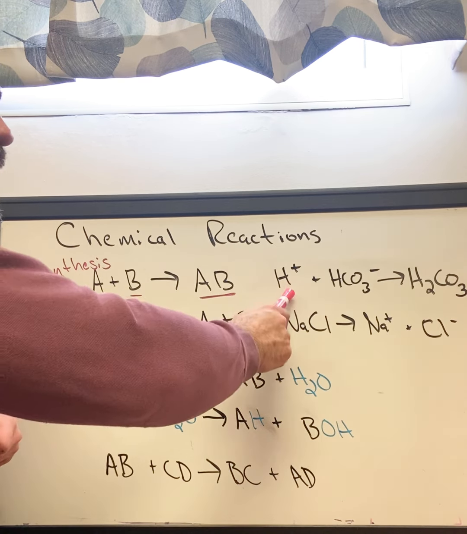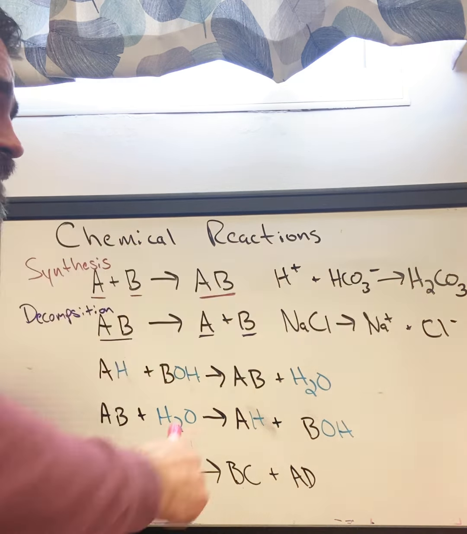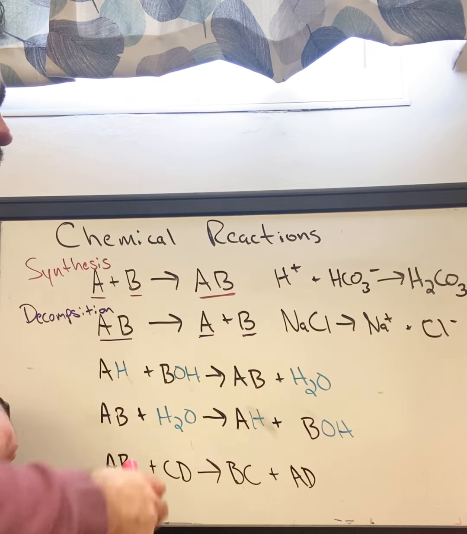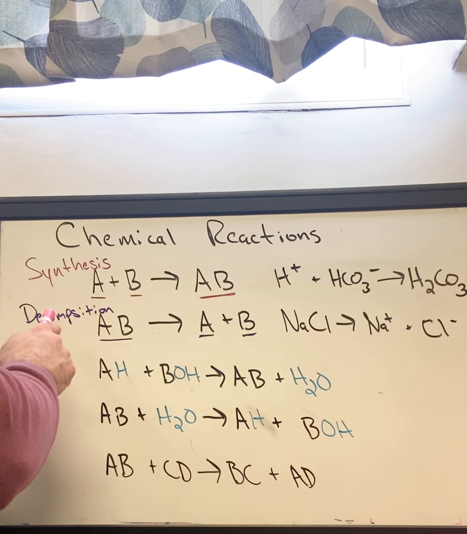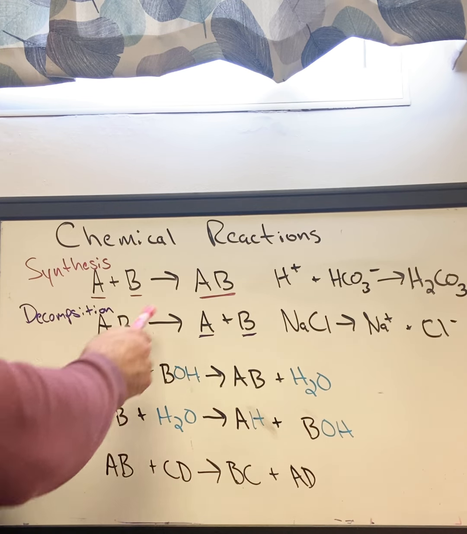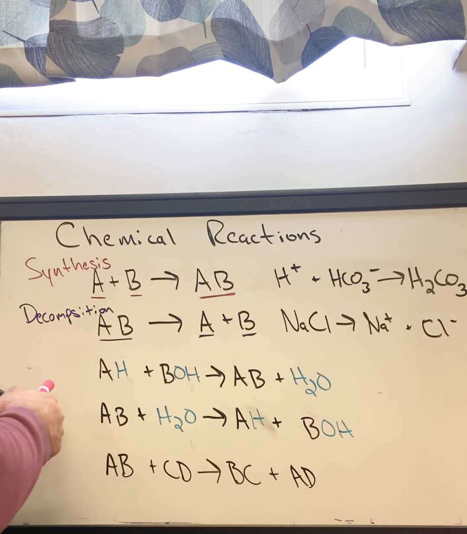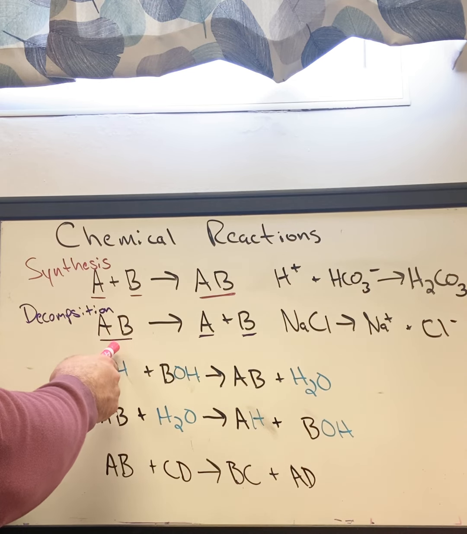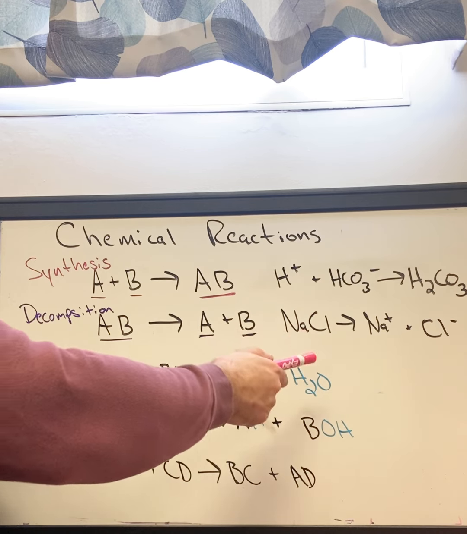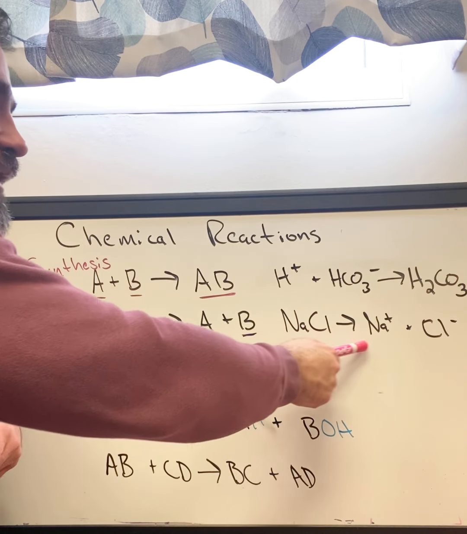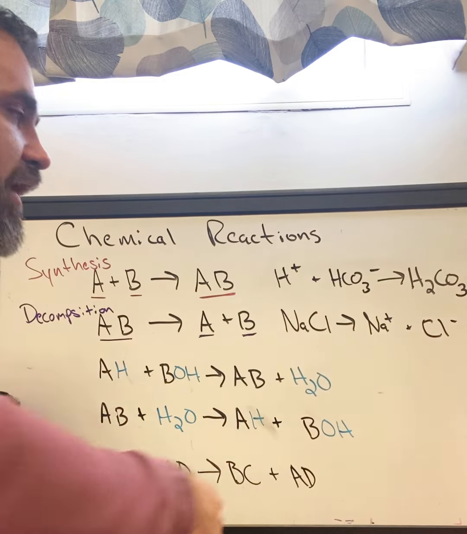So an example, hydrogen ions plus bicarb equals carbonic acid. We're taking two smaller compounds and they're forming a chemical bond to create a bigger compound. That's anabolic. Now, decomposition reactions are catabolic, so it's the opposite direction of this reaction. We have AB. We're breaking the bond between A and B and forming A plus B. We're separating them. We're breaking the bond. Example, taking sodium chloride and breaking it into sodium and chloride, okay?